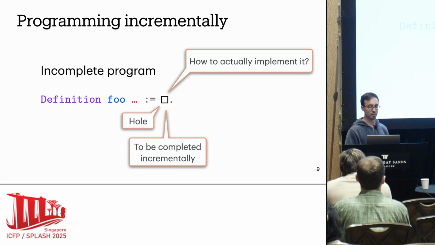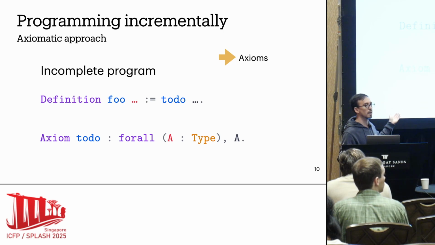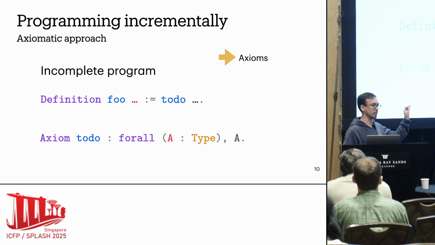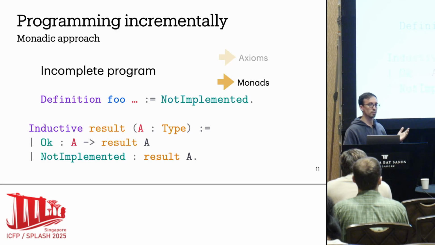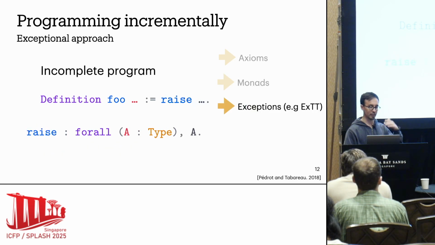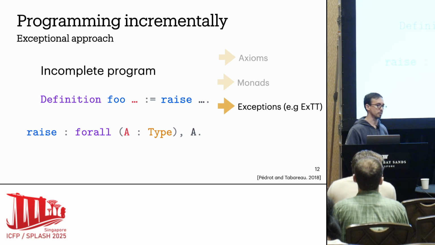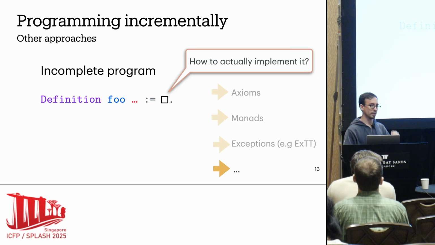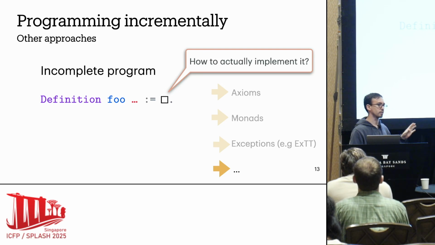And there are several ways. For instance, we could have axioms. We could have a to-do axiom that inhabits any type, and we just plug it in the hole. We could have monads with specific constructor cases to refer to unimplemented code. We could have exceptions if we had full support, like in any mainstream programming language. And then there are many other options. And in our work in particular, we explain a little bit more about these different approaches, but we don't specifically focus on this aspect of incremental programming because it shares some concerns with non-certified settings. So instead, we focus more on the proving side of certified programming.